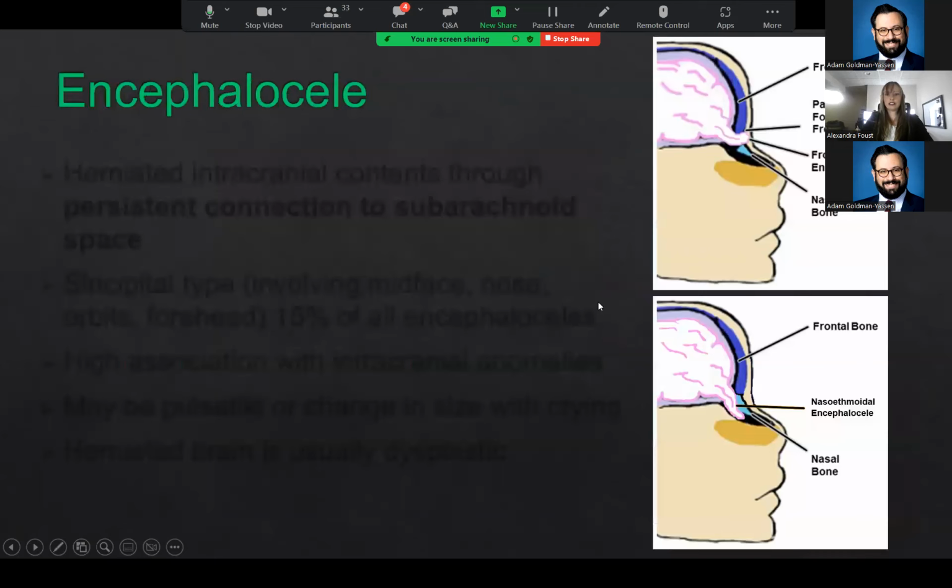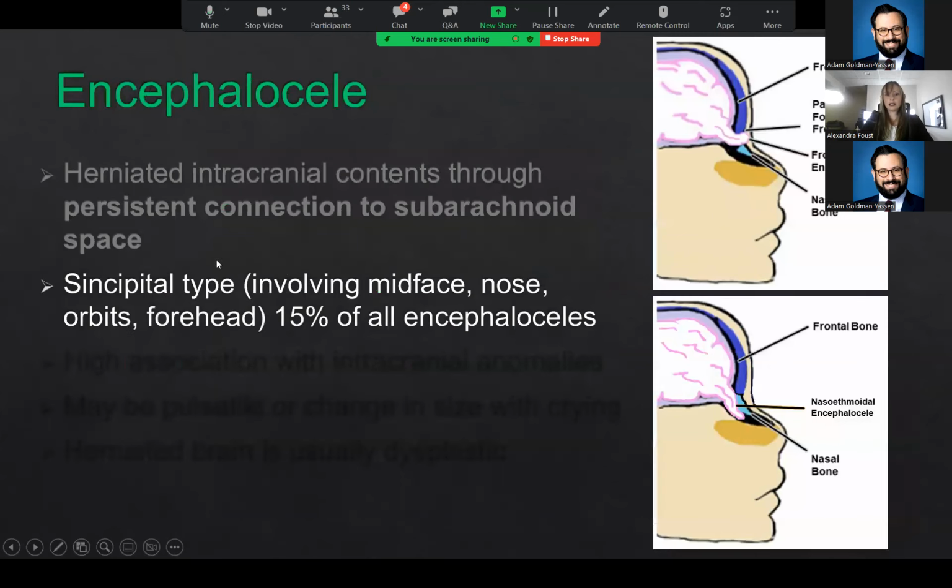So the first one of these entities is encephalocele. Now there's different kinds of encephaloceles, but for the purposes of the midface, we're going to be talking about the sincipital type. So this is going to be the type that involves the midface, the nose, the orbits, the forehead. And basically this group accounts for 15% of encephaloceles. And what we've got is herniated brain contents that are still connected to the brain, and that you still have subarachnoid space that has open communication with the defect. So that's an important point for differentiating this entity from one of our future pathologies.